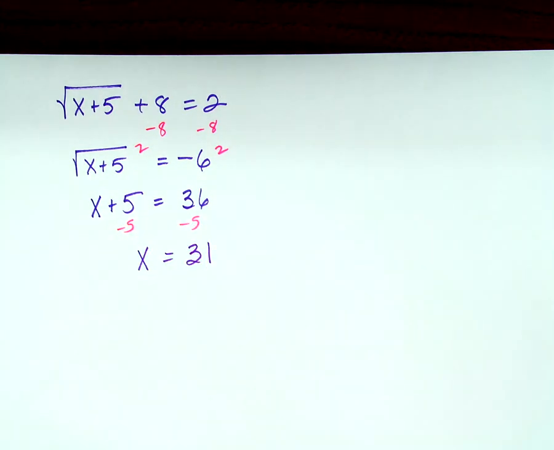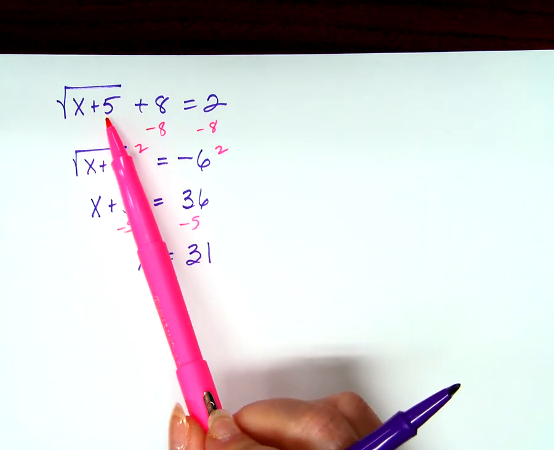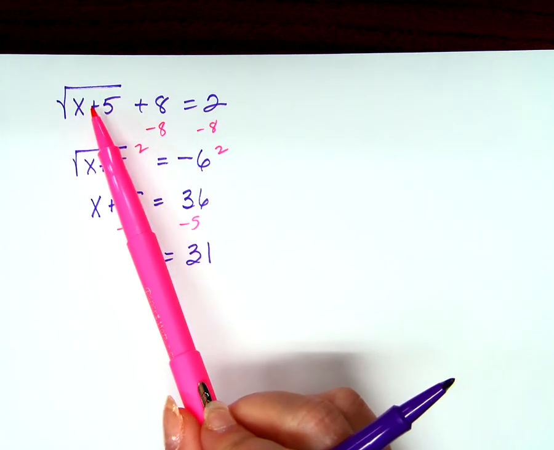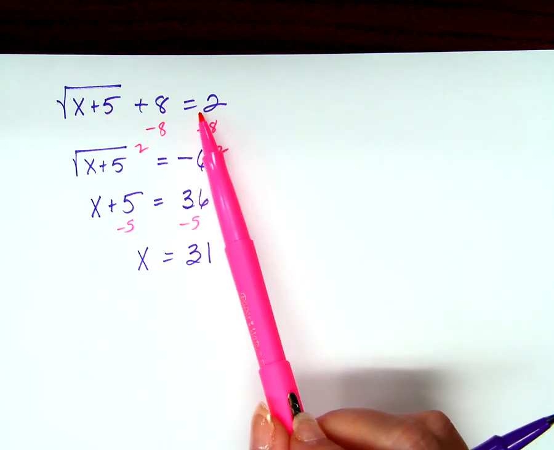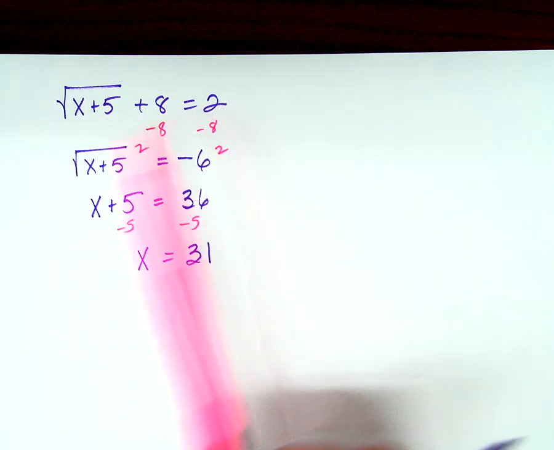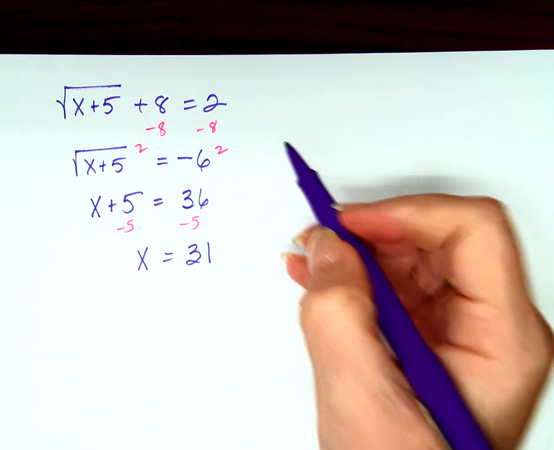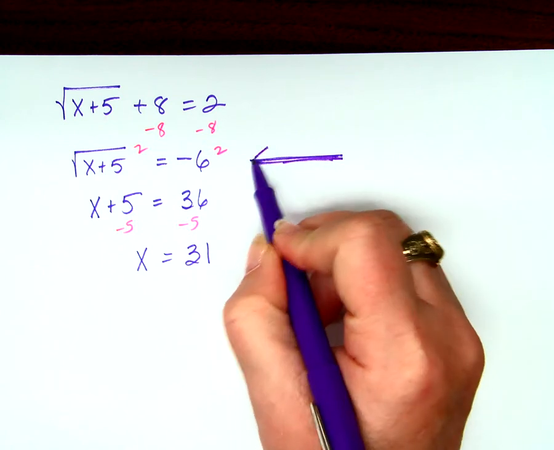Should we check it? 31 plus 5. What's the square root of 36? 6 plus 8 equals 2. Uh-oh. Did we do any of our steps wrong? We did not. Okay. I need you to come back to this step right here, though. This is where we got tricked.